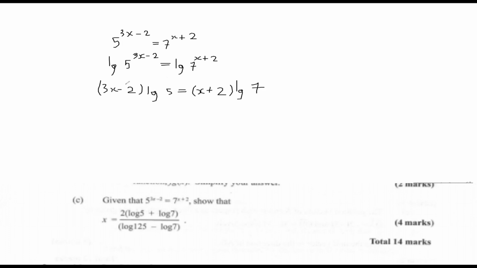What do we do now? We just need to expand out both the left hand and the right hand side. Expanding the left hand side, we're going to get 3x log 5 minus 2 log 5, and that is going to be equal to x log 7 plus 2 log 7.